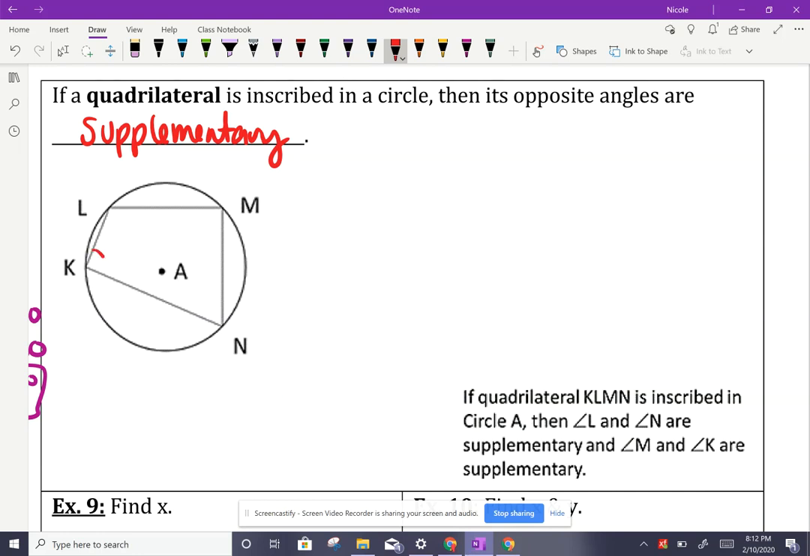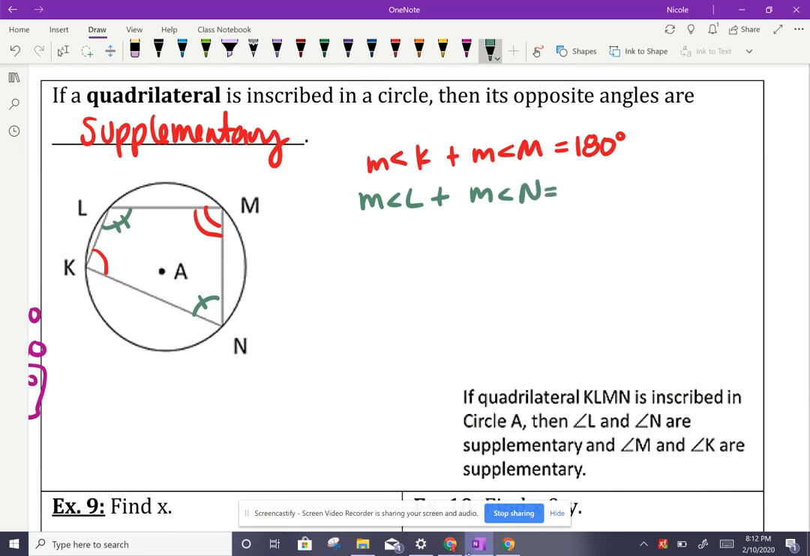So that means the measure of angle K plus the measure of its opposite angle, angle M, are supplementary. And then the other two, angle L and angle N, are supplementary. So the measure of angle L plus the measure of angle N also equals 180 degrees. I'm not saying any of these angles are congruent at all. We are just saying that the opposite angles, when it's inside of a quadrilateral, are supplementary.